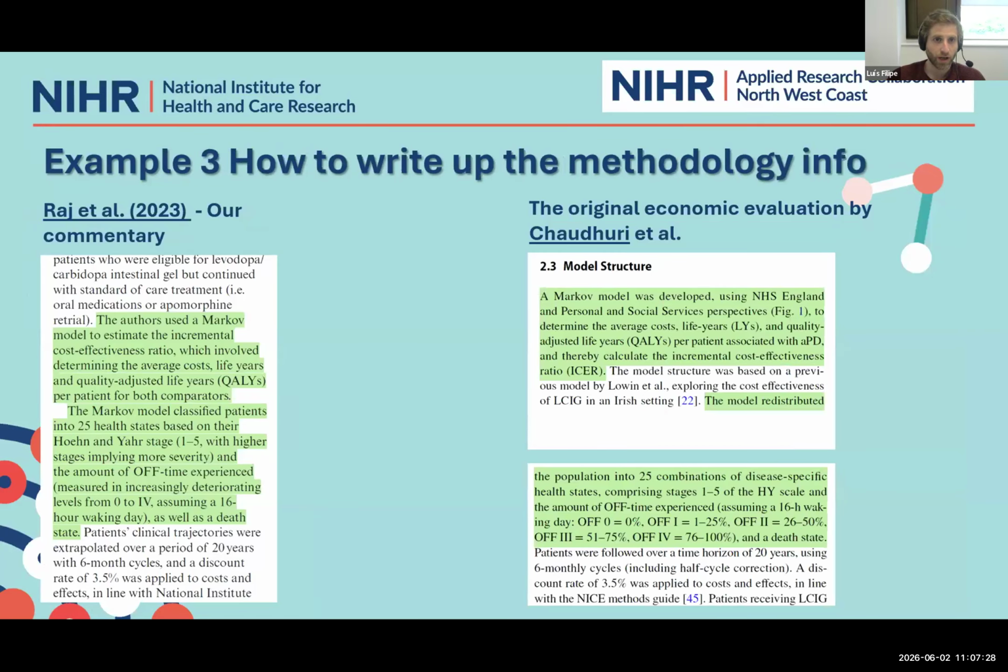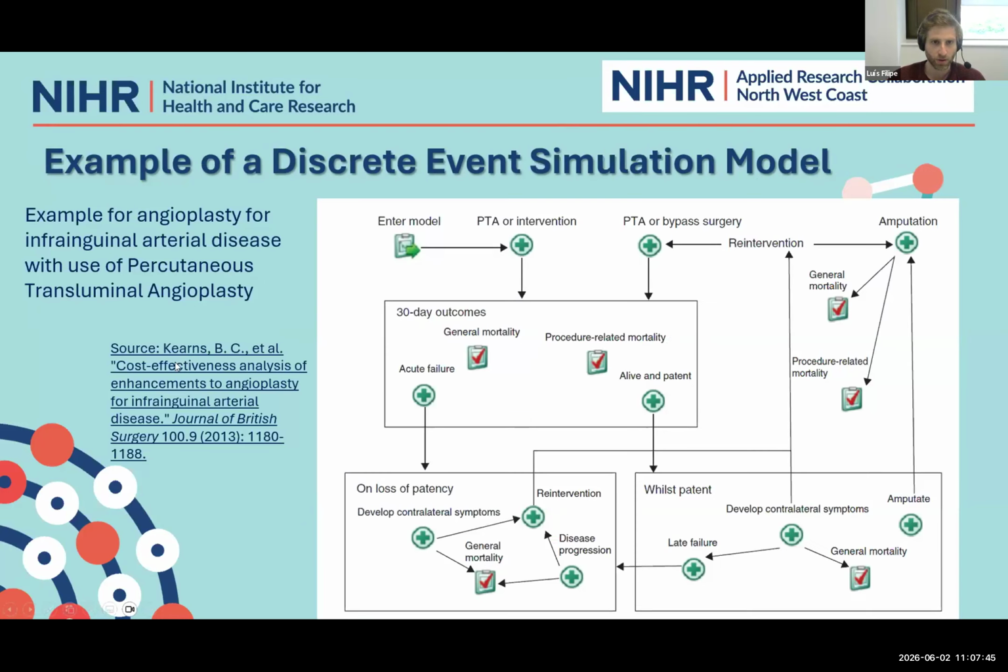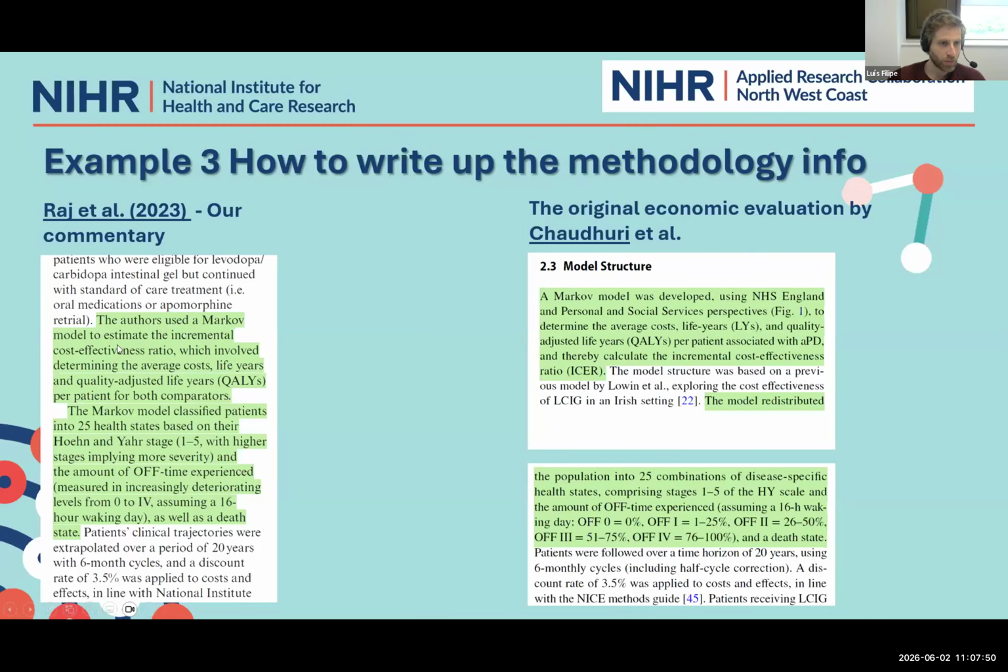Now, just to finalize, I'm going to show you how this is found in the paper. So again, I'm going to use the Chowdhury paper and the summary that we did. And you can see that in our summary, we have that the authors use the Markov model. This is, again, sorry, just to tell you, this Parkinson model. So the authors use the Markov model to estimate the incremental cost-effectiveness ratio, which involved determining the average cost, life years and quality-adjusted life years per patient for both comparators. And you can see that we found that in the model structure.